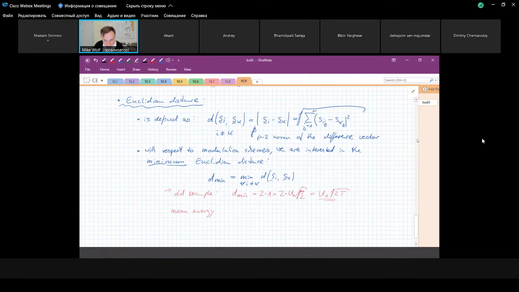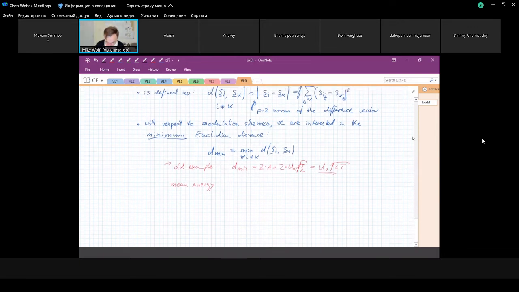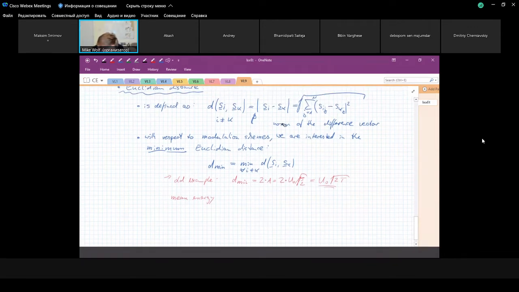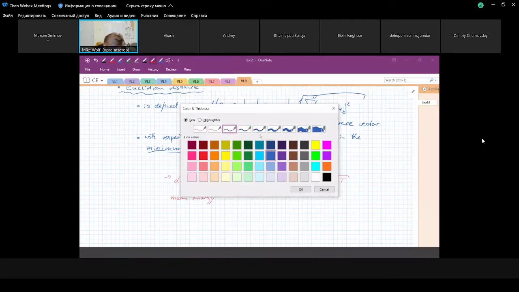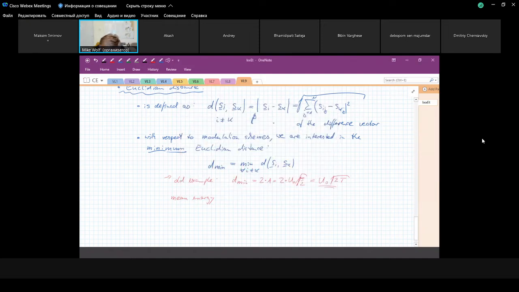Okay, there was this question. So just write norm if you want. Maybe this is okay for you. Just write here norm of the difference vector, so the length.